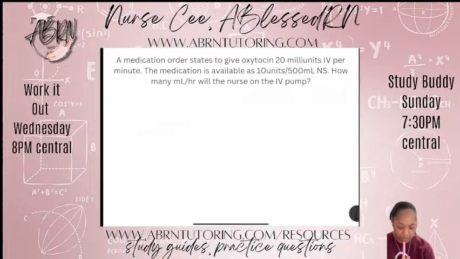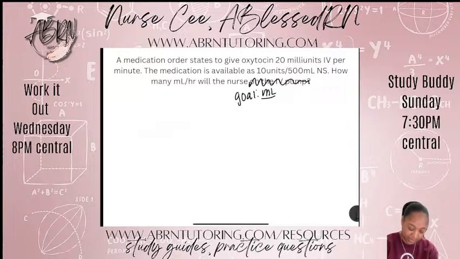All right, so this is a maternal question somebody asked me to do earlier. A medication order states to give oxytocin. That stuff is dangerous. 20 milliunits IV per minute. The medication is available as 10 units per 500 milliliter normal saline. How many milliliters per hour will the nurse set the pump? That's the goal: milliliters per hour.